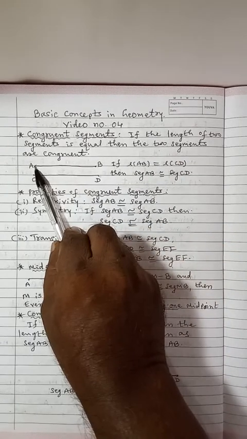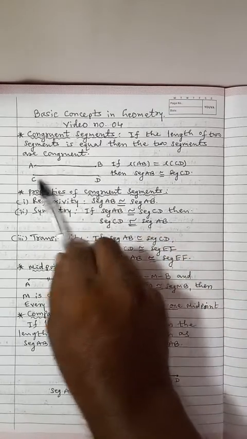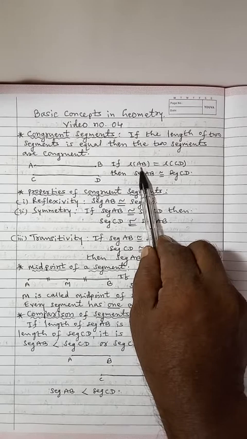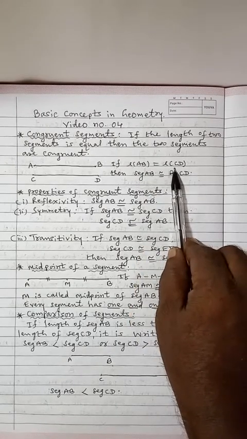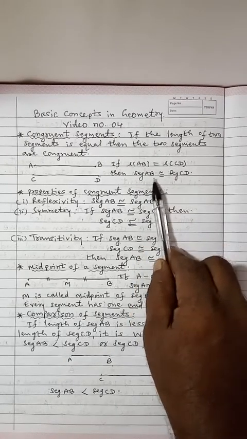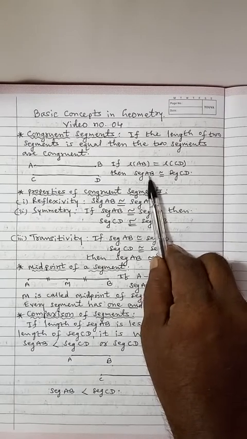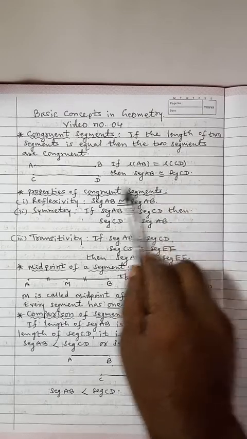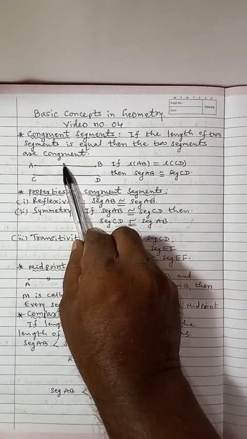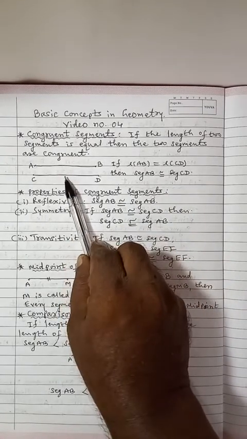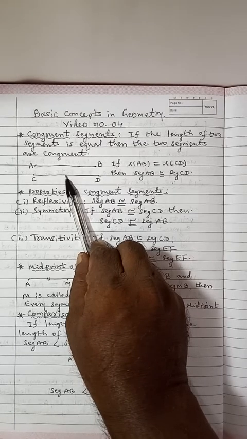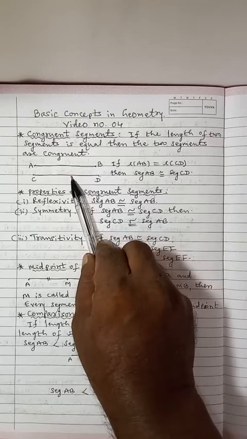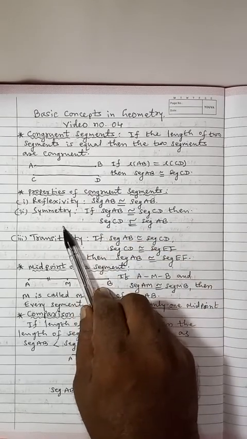Here are the two segments, segment AB and segment CD. If length of segment AB is equal to length of segment CD, then segment AB is congruent to segment CD. Suppose length of segment AB is 7 centimeter, length of segment CD is also 7 centimeter, length of these two segments are equal, so they are congruent.